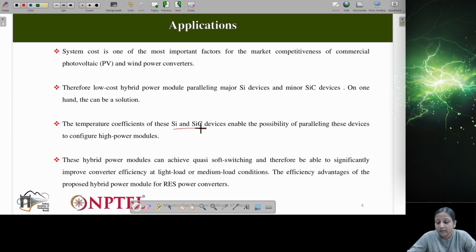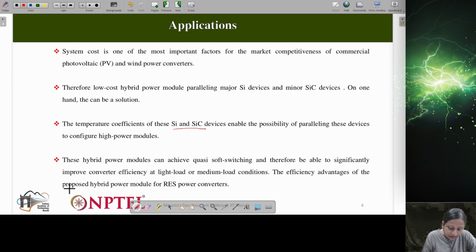But if it is GaN, then we have to look at how to connect that in parallel and what kind of challenges we will face, right? This hybrid power module can achieve quasi soft switching and therefore significantly improve the converter efficiency at light load and medium load conditions. The efficiency advantage of the proposed hybrid power module for RES power converters can be useful for applications related to solar PV and wind.